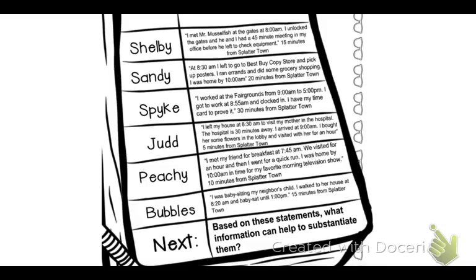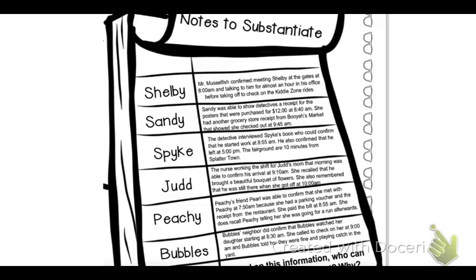First, I want you to look at this page that says interview on the side. The detective, make sure you write your name on that page. I'm going to let you read through these alibis. Then, as you flip your paper over, it says notes to substantiate. And it looks like this.